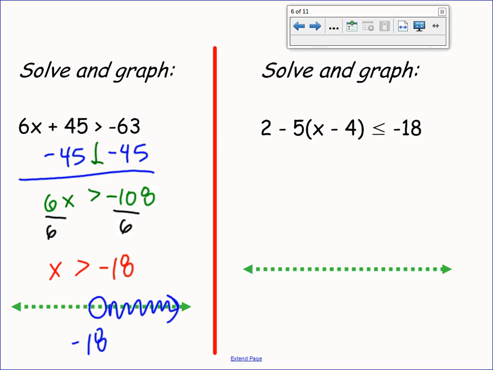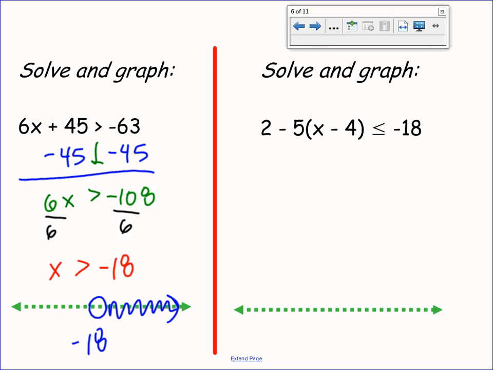Negative 18 is not included as part of the solution set. Negative 19 would not be included. Negative 17 would be included. Negative 17.9999 repeating would be included, and so on and so forth. So everywhere to the right of negative 18. All right, let's go ahead and do another.